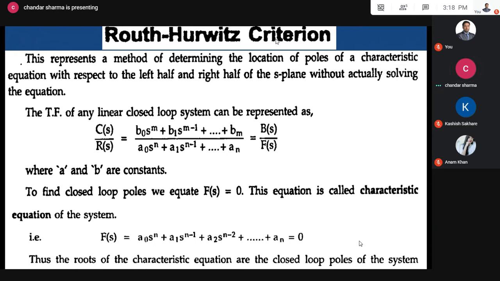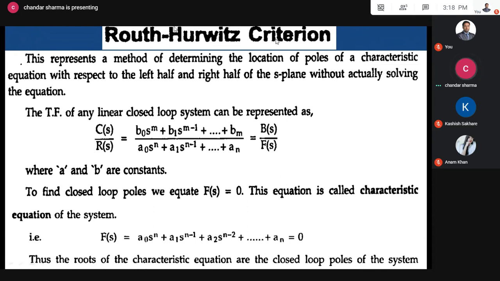Okay. So for that, we have to find the characteristic equation of the system. As you all know, the denominator of the closed loop transfer function is nothing but the characteristic equation of the system. So for that, we have to equate f of s with 0. This equation is called the characteristic equation. In some books it is q of s. Here it is f of s, but in various books they represent the characteristic equation with q of s.